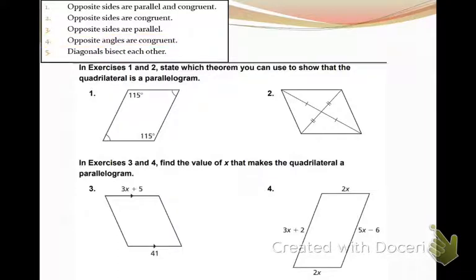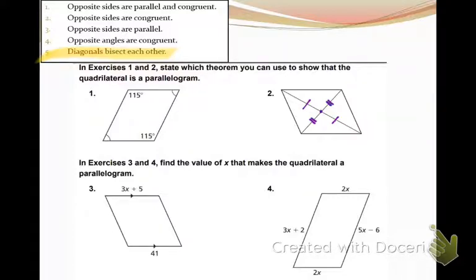Are we given sides, angles, or diagonals? We're given diagonals. What do we notice about our diagonals? They're cut in half, right? Because this half is congruent to this half. All right. So because of that, you would write down diagonals bisect each other. That would be your answer. Diagonals bisect each other.